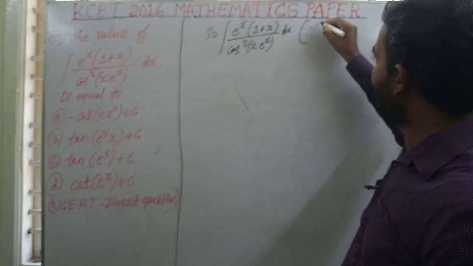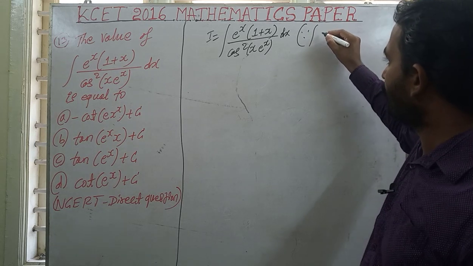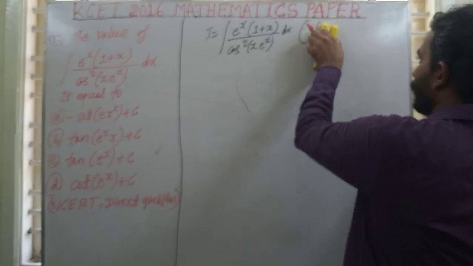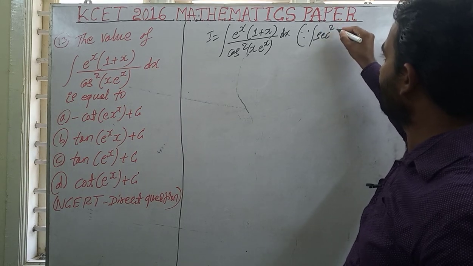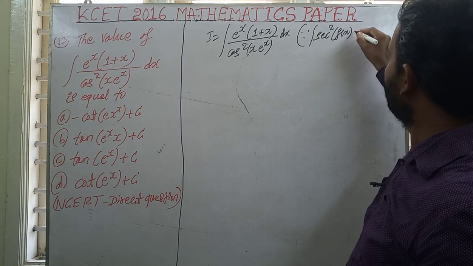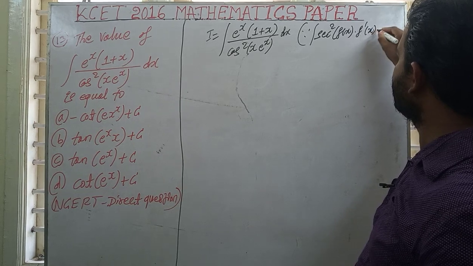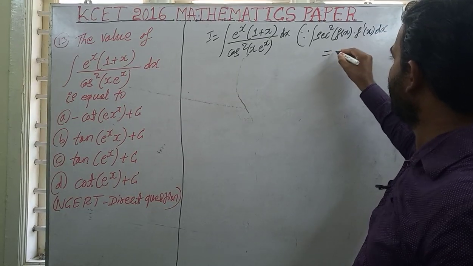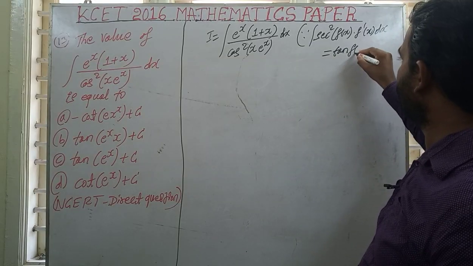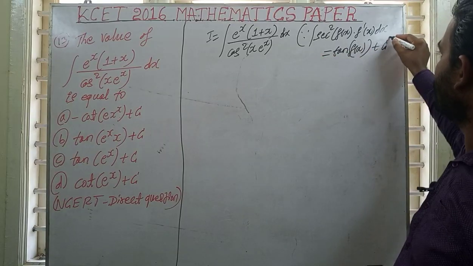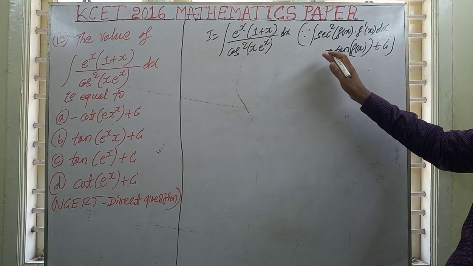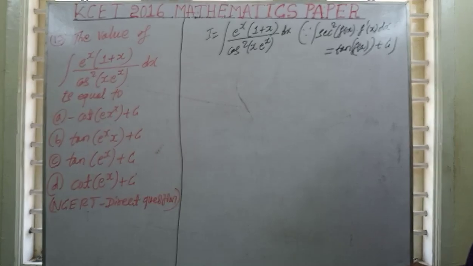In this case we have to use this formula: the integral of secant square f of x into f dash of x with respect to x can be written as tan f of x plus c. So this can be converted into this step, and we can write the answer directly as tan of f of x.